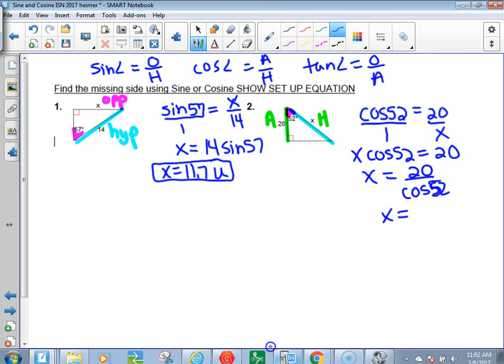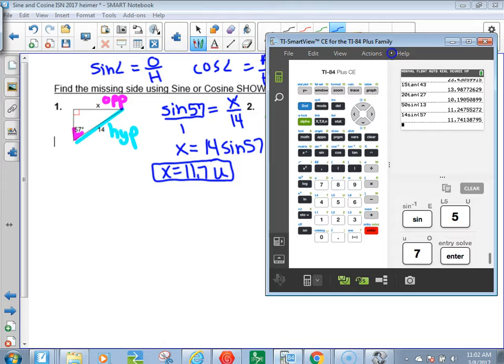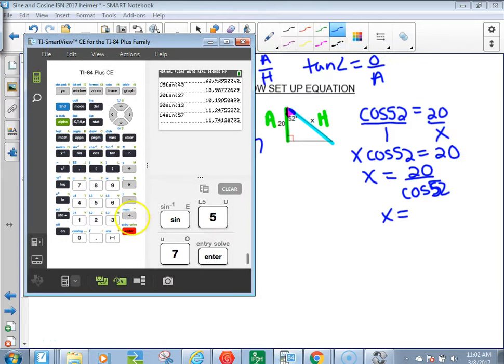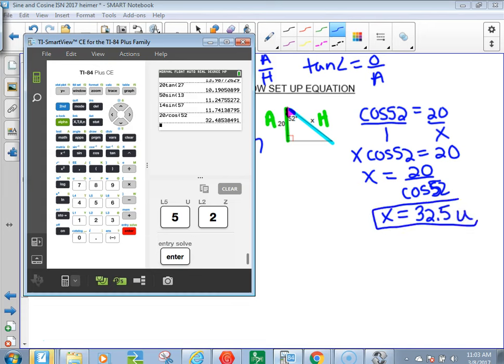So we type 20. Better be practicing typing these. Divided by cosine 52. Yes, you have it right, Nathan. 32.5 units. Anybody not getting 32.5? Nathan?